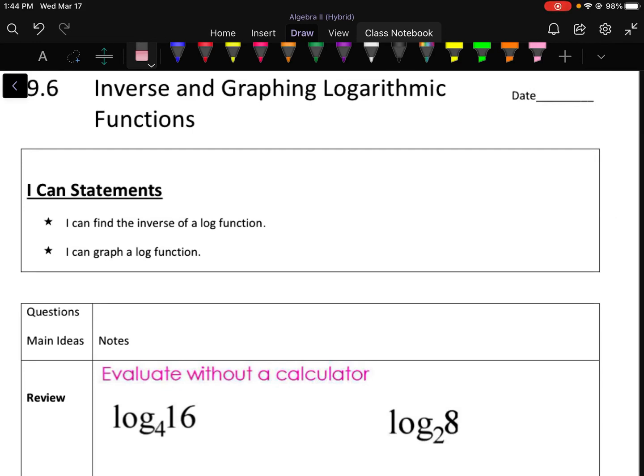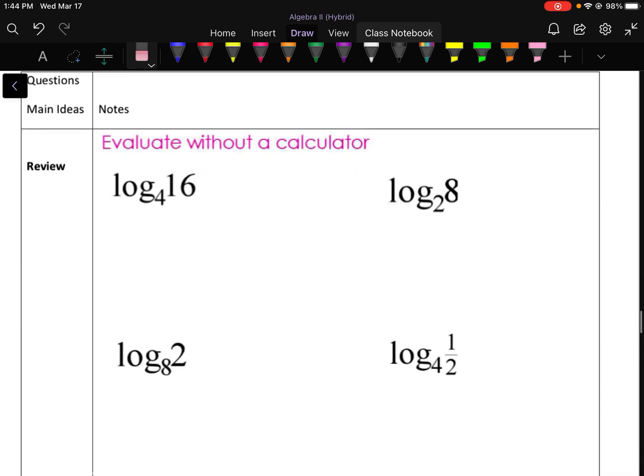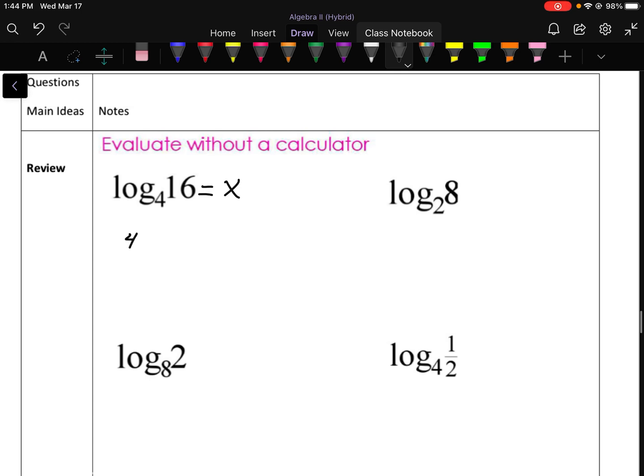All right, moving on to section 9.6, inverse and graphing logarithmic functions. So we're going to find inverses and then hopefully be able to graph log functions. So just to really quickly evaluate without using a calculator, we want to know what log base 4 of 16 equals. We'll just say it equals x for now. So rewriting this would give me 4 to the x power equals 16.